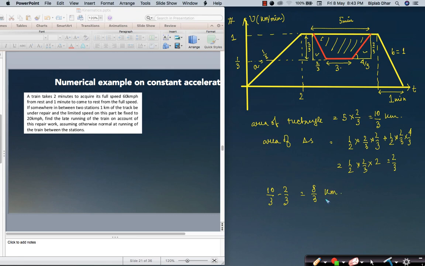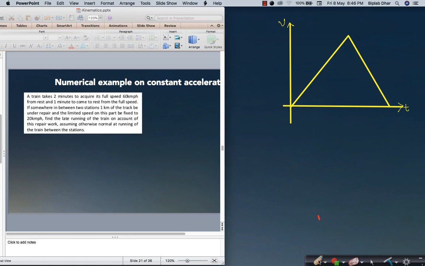That distance the train has to cover with a velocity of 1 kilometer per minute. So what is the time delay? I can say it is 8 by 3 minutes only, that is 8 by 3 into 60 seconds. So 160 seconds should be the answer of this question.